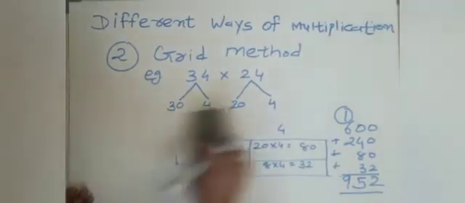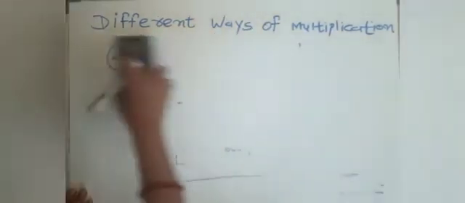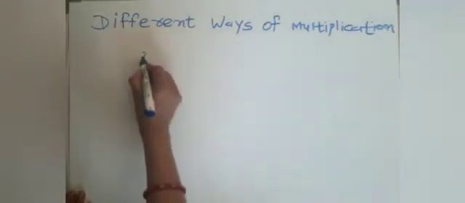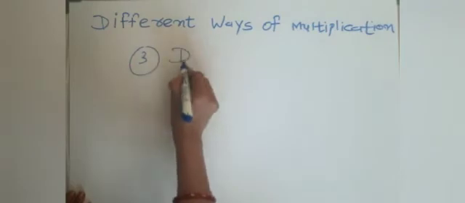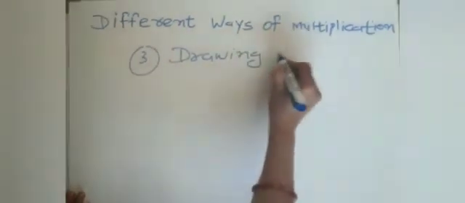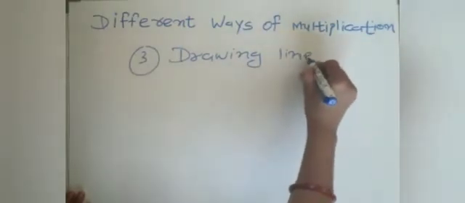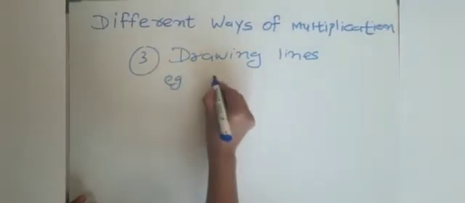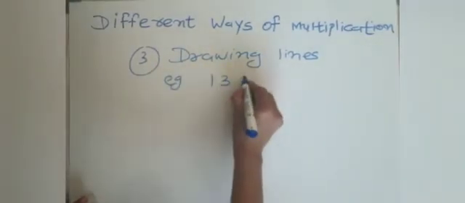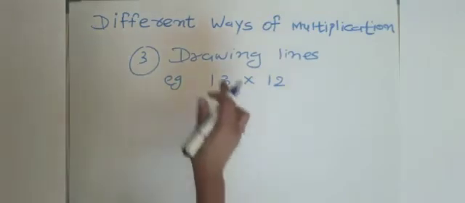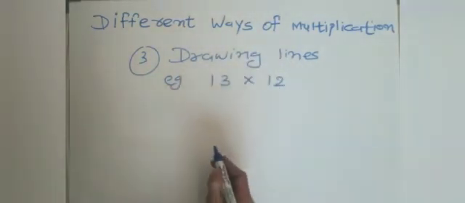Now the third method is the drawing lines method. This method is also known as the Japanese method. For example, 13 into 12, we want to multiply the numbers. Then in this method we will draw lines.